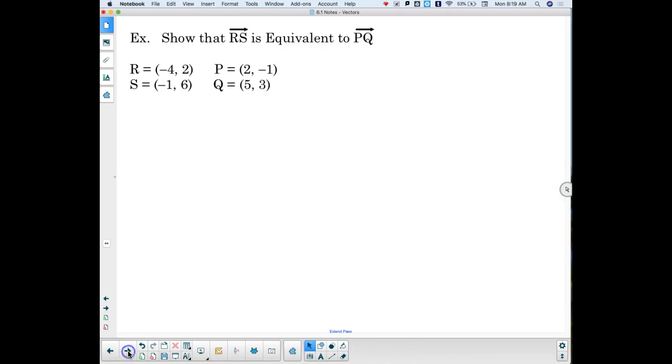All right, now it's your turn. Show that RS is equivalent to PQ, with P being the tail and Q being the head. Go. Fantastic. You should have gotten <3, 4>: 5 minus 2, 3 minus a negative 1. Great work.